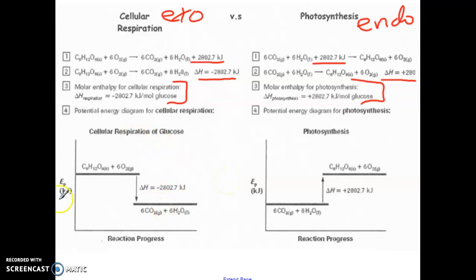And if we look at our potential energy diagram, if we have our products lower than our reactants, that means that there was an energy release. If we have our products higher than our reactants, that means that energy had to be absorbed.